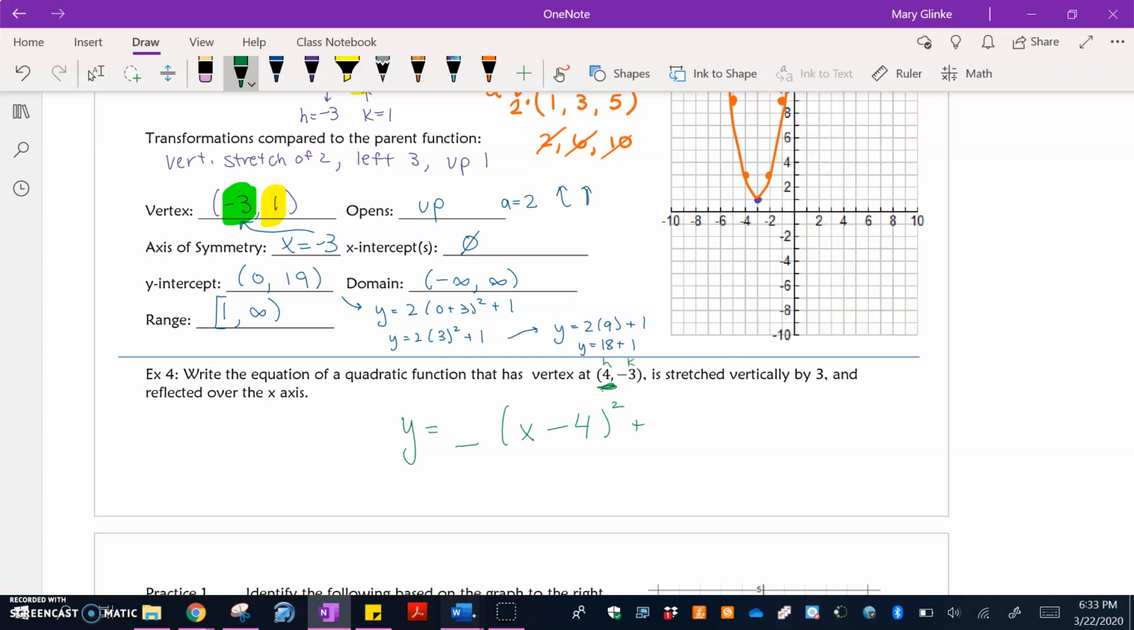My k value here is minus 3, and so this one here, instead of actually being a plus sign, my k value is going to be a minus 3 because I keep whatever sign is with my k. I see my vertical stretch, which means my a value is 3, but then I also see that it's reflected over the x-axis, which means it's a negative 3 out in front. So the equation for this one that works is y equals negative 3 parentheses x minus 4 close parentheses squared minus 3.